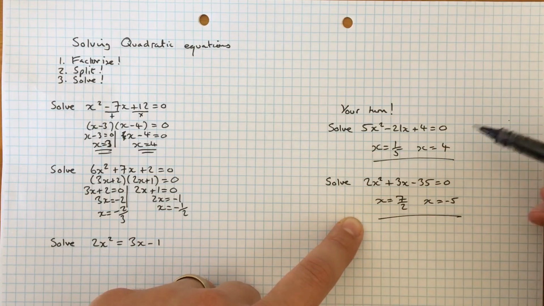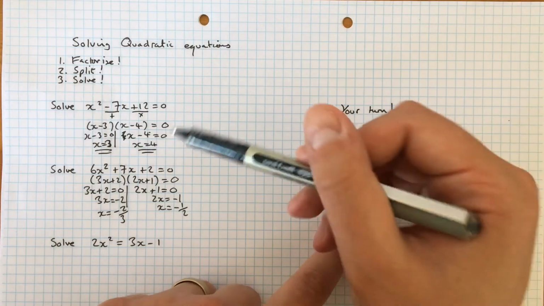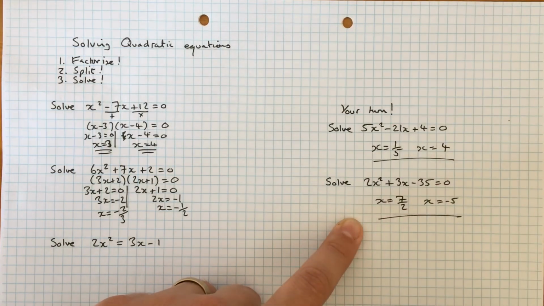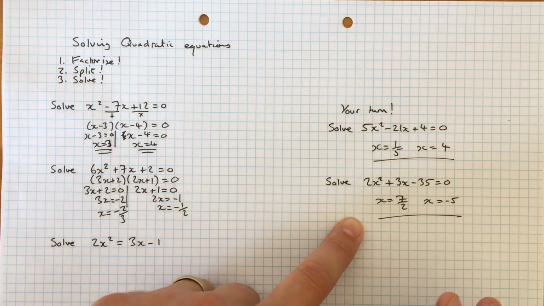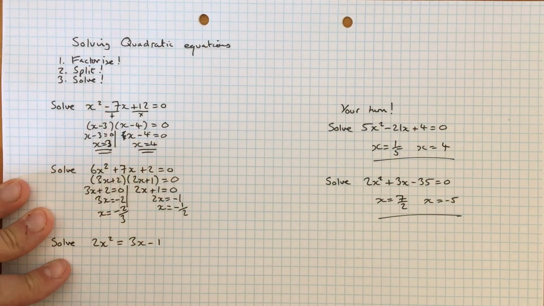If you haven't got these answers, just go back, double check your work and see if you can spot where you've gone wrong. Maybe go back in the video and go over the factorisation and this idea of splitting and solving. If it's still not making sense, obviously you ask me for some help over the VLE and I'll do what I can.